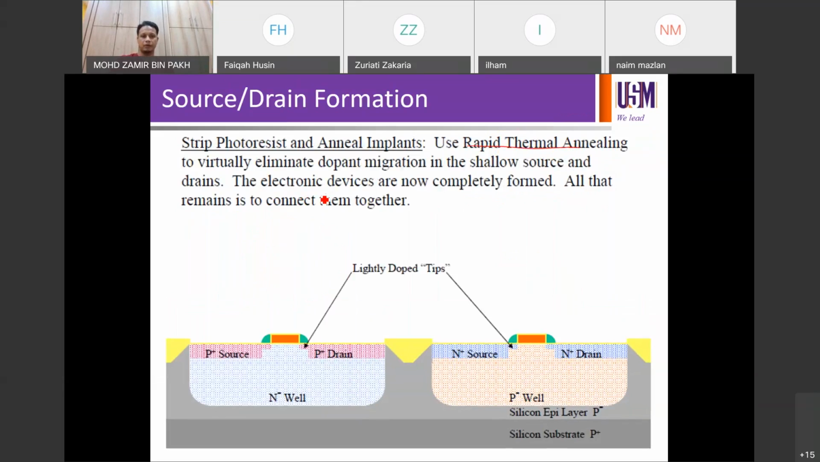So you are now complete with your device. Okay. All that remains is to connect them together. So they are not yet connected, but you've completed the core device. So sekarang kita nak tengok the interconnect, the back end.